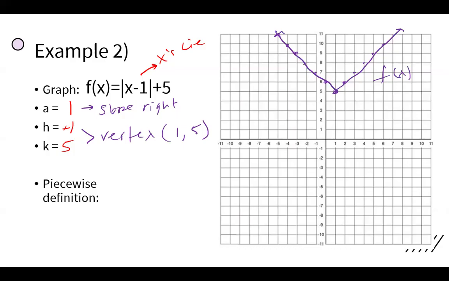So your piecewise is saying, as you're going forever to the left and forever to the right of this absolute value function, what is happening? So we're gonna write it as, we're gonna call our piecewise, let's call it g of x. G of x equals. So we're gonna draw our little, that's the best brace I can draw.